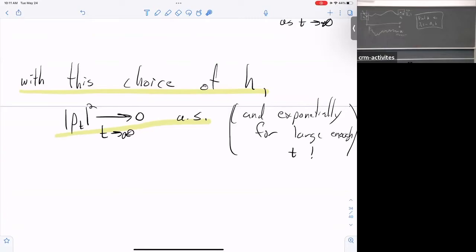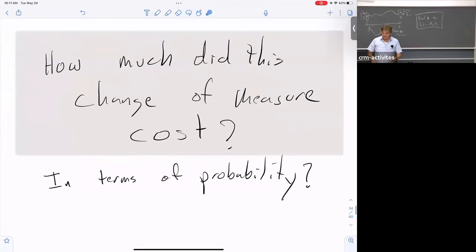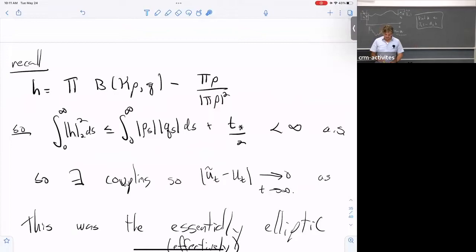So I've skipped a little bit the part of this lecture where I should talk a lot about Girsanov's theorem. But we already saw a little bit about Girsanov's theorem, right? I showed you how the change in measure was proportional somehow to the L2 norm of the shift that I did, right? So now I need to make sure that the L2 norm of that shift is finite all the way out to positive infinity. So how much did this change in measure cost in terms of probability? Well, I look at this H that I had.